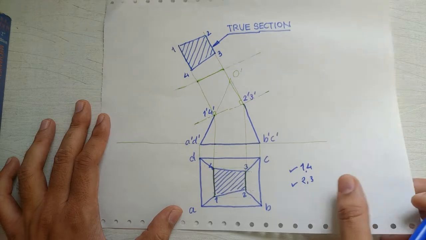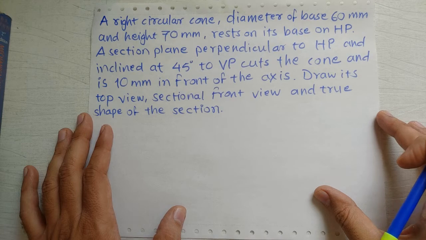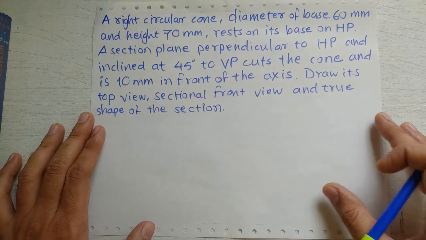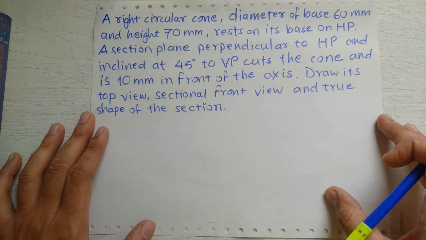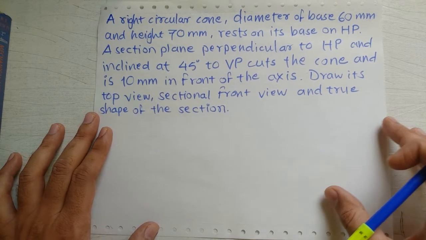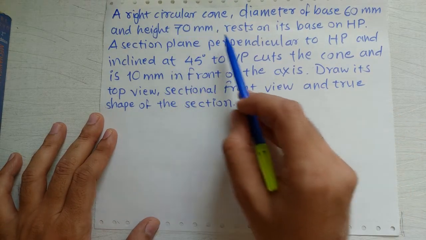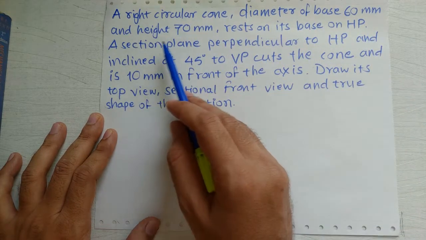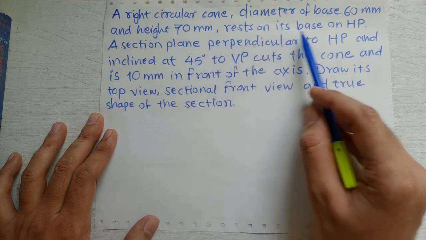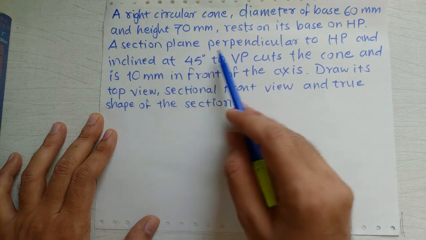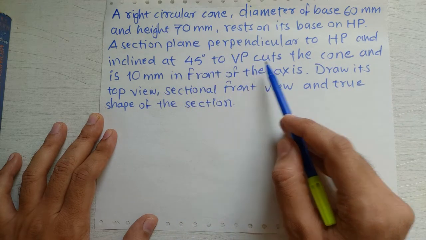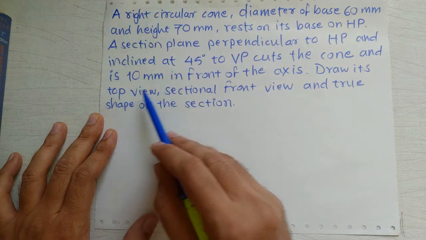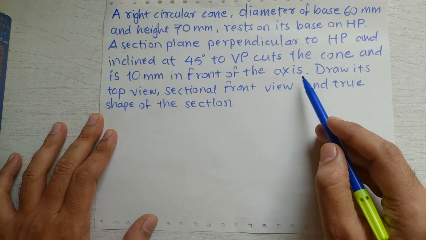Okay. Now let's go for the next problem, which is a problem of a right circular cone. So let's first read the problem statement. It says a right circular cone, diameter of base 60 mm and height of 70 mm rests on its base on HP. A section plane perpendicular to HP and inclined at 45 degrees to VP cuts the cone and is 10 mm in front of the axis.